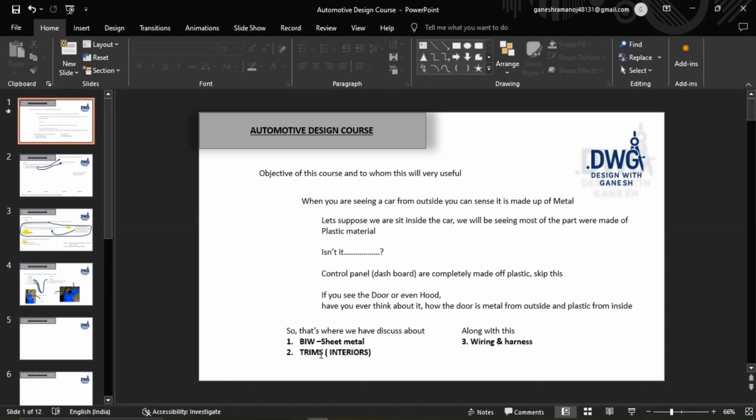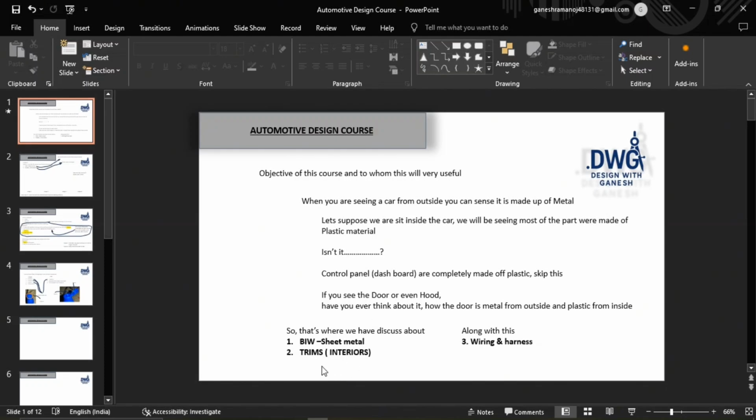Now let's talk about trims. When you see a car hood surface or a door surface, you find aestheticness, right? When you touch the upper surface of the car hood, you feel a smooth curve. This is what we call aestheticness, and that also falls under the BIW concept.